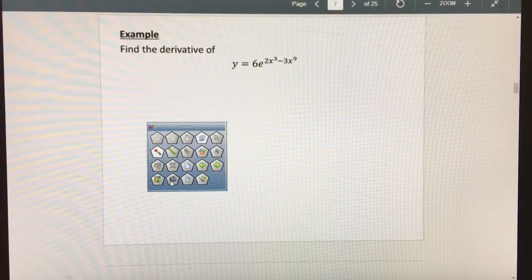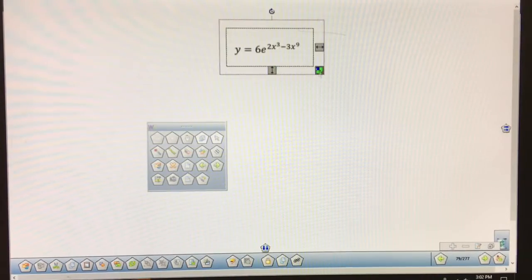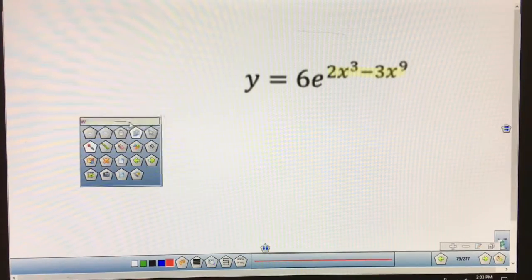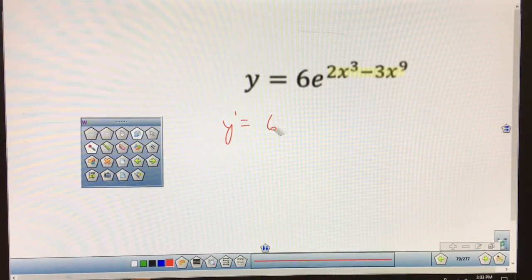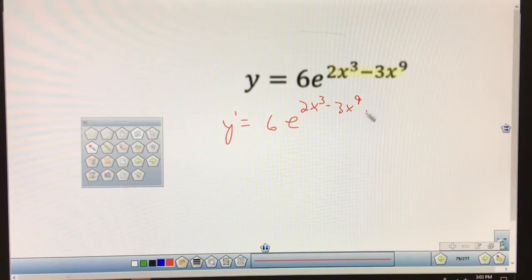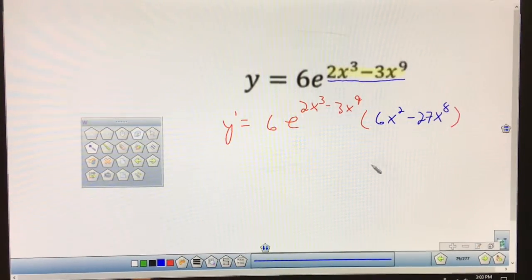Derivative of e, that's probably the easiest one to take the derivative of. The derivative of e is e, so it's kind of stationary. But because I have stuff upstairs there, I have to take the derivative of that later on. So the derivative of 6e is 6e. So y prime is going to be 6e to 2x cubed minus 3x to the 9th. Then I have to multiply that by the derivative of this highlighted yellow part. That's it. Again, it goes pretty quick.